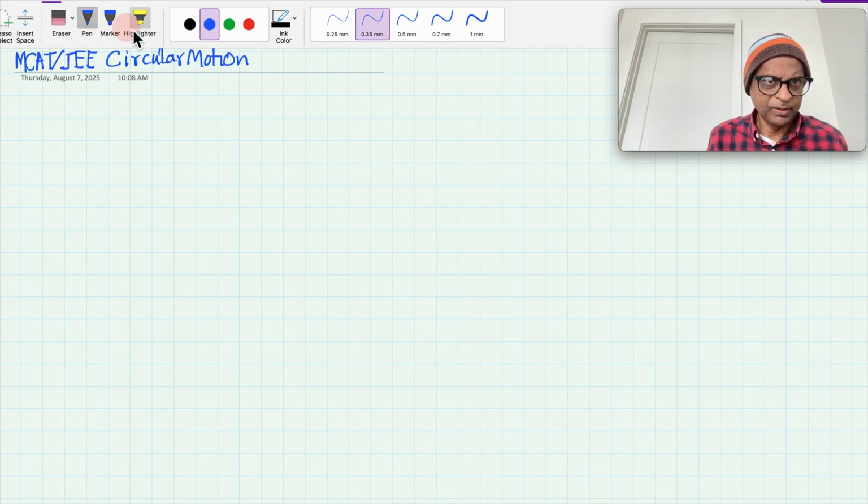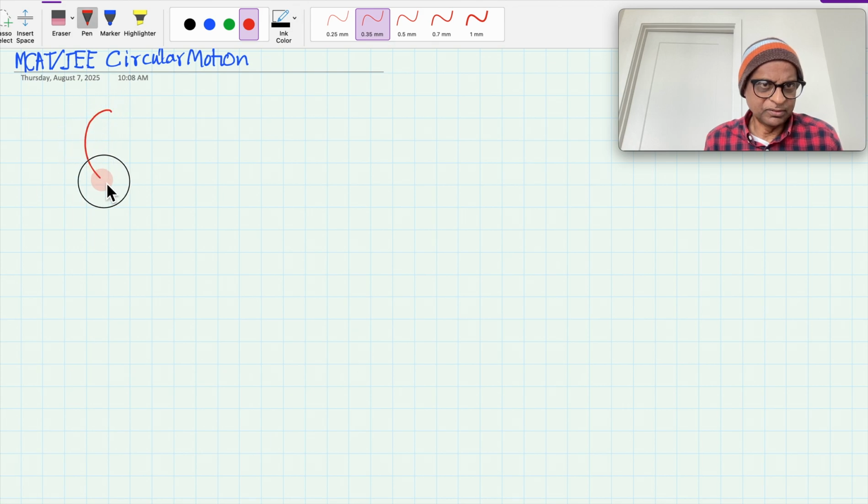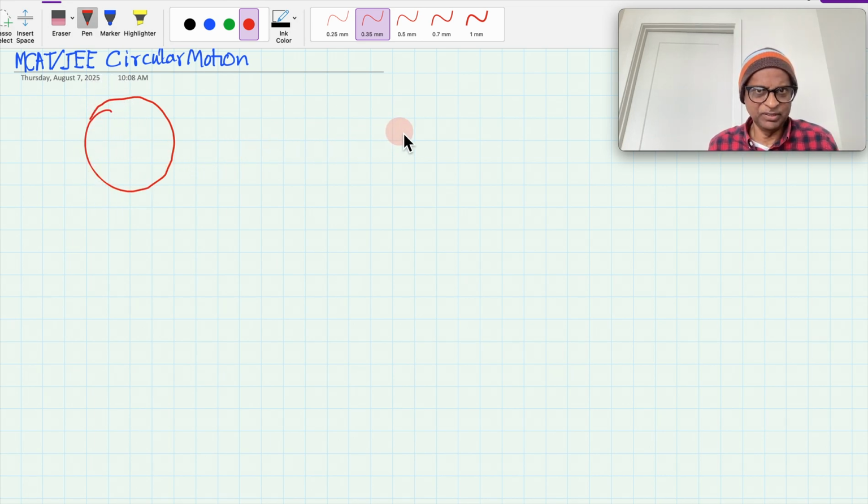So, in circular motion, you can already tell that there will be some constraint in how things move, right? So you have a circle. It can be anywhere. It can be a vertical circle, or a horizontal circle, or a circle at an angle. But this is a circle.